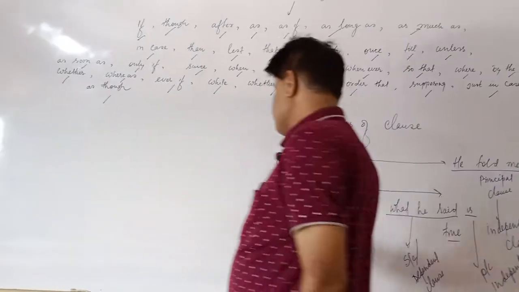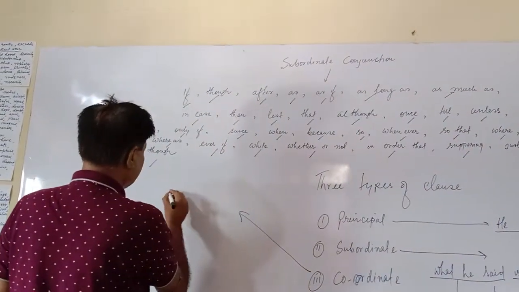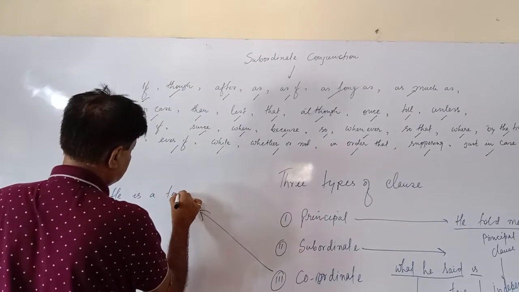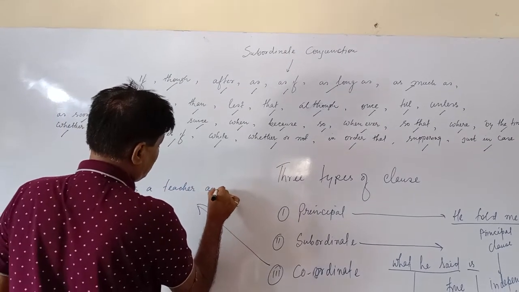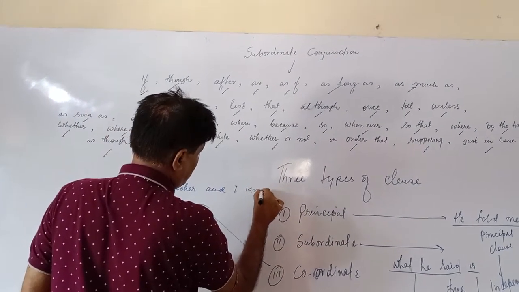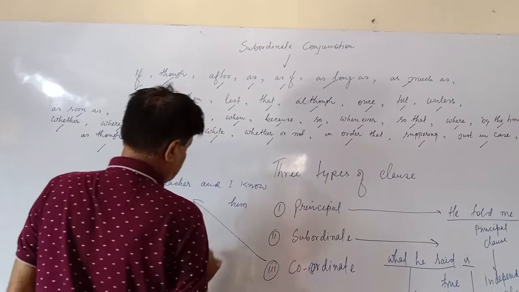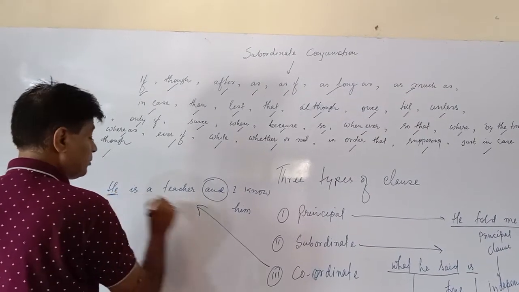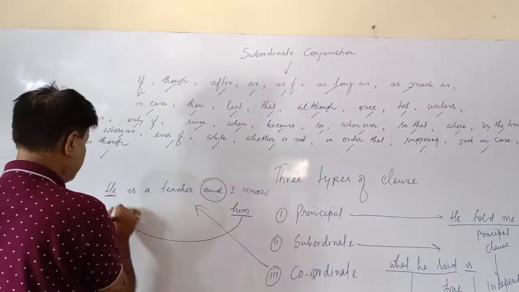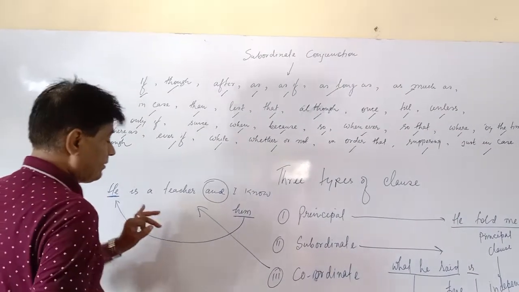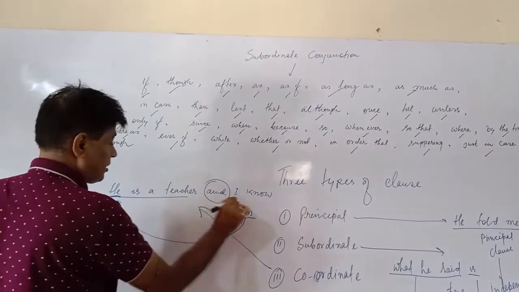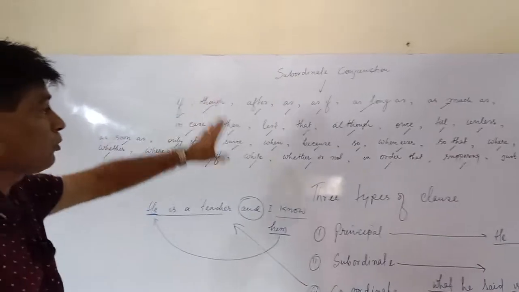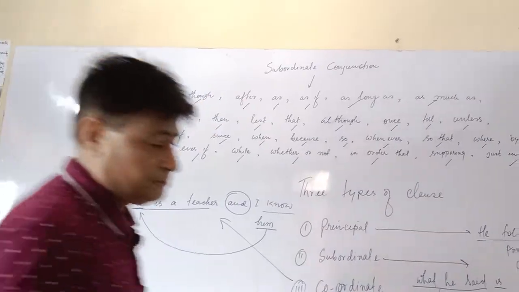Well, coordinate clause is made with the help of a coordinating conjunction. He is a teacher and I know him. Coordination is being done with the help of and, talking about he. So here he and him is added. So this kind of sentence is called coordinate clause. Let me explain by giving examples of subordinate conjunction.